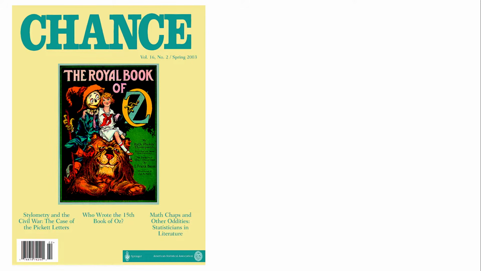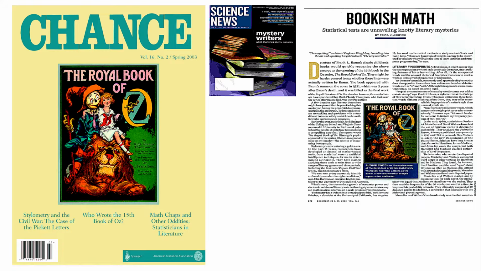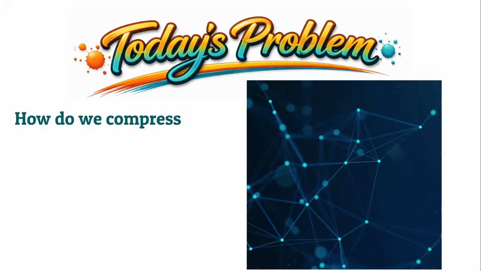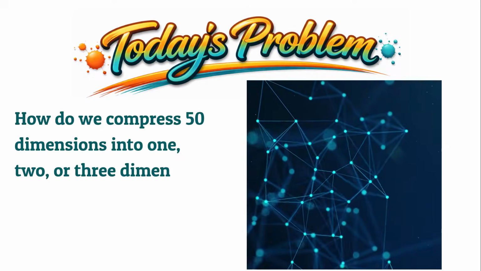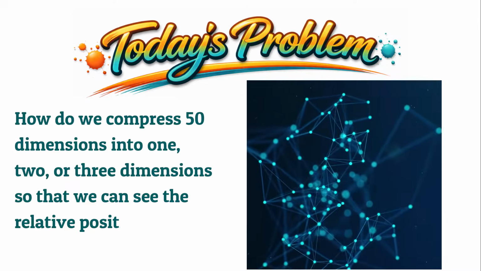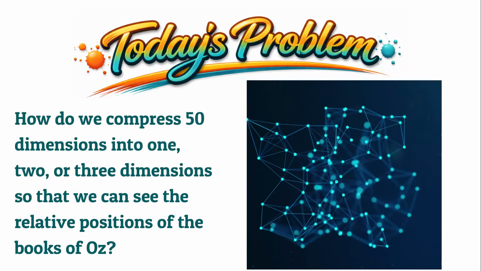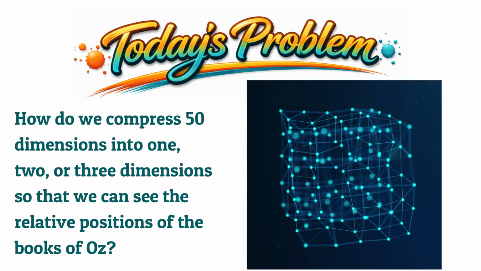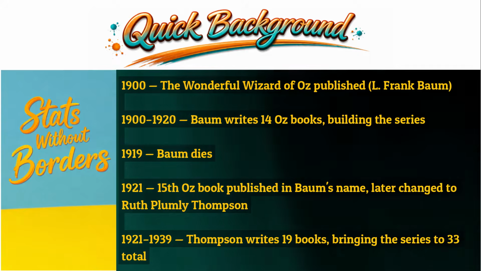I conducted an analysis that was published in Chance, a magazine of the American Statistical Association, where it was featured on the cover. It was also covered in Science News. While most people know Baum's The Wizard of Oz and its adaptations, including the film and musical Wicked, here I focus on a lesser-known question about authorship in the series. So here's the problem. How do we compress 50 dimensions into 1, 2, or 3 so we can actually see how these books relate to each other? Let me show you the timeline.